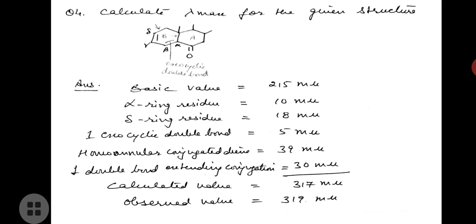So I hope that with the help of all these examples which we discussed here, the Woodward Fieser rules for calculating absorption maximum in alpha beta unsaturated carbonyl compounds are clear to you, and now you can easily make use of the above rules and calculate the absorption maximum for various alpha beta unsaturated compounds. So please try to solve some more examples.